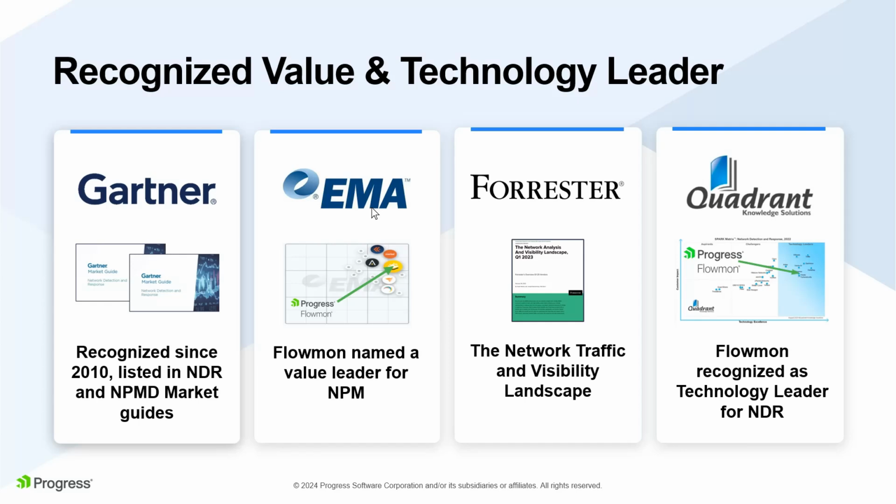So EMA, they've got us up in the leadership quadrant. Forrester, they've got a report on network traffic analysis and visibility, and we're listed in that report. The quadrants and Gartner. All of these folks are hot on the technology in general, meaning the ability to detect and then quickly react based upon flow data, which is much more scalable and much lower cost than trying to accomplish the same thing using packet data. That's why we took the flow approach.